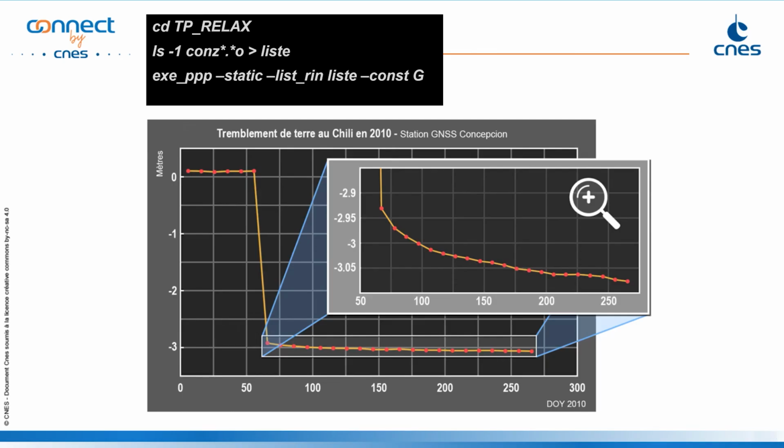By way of illustration, the TP Relax exercise will allow us to compute the co- and post-seismic displacement of the Con station located in Concepcion, Chile, where the very violent earthquake took place in 2010. This practical work will also teach us how to process several Linux files covering the period of the earthquake. If we run it, we will see that the Con station moved 3 meters to the east at the time of the earthquake and continued moving due to the post-seismic relaxation that happened for several months after the earthquake in question.